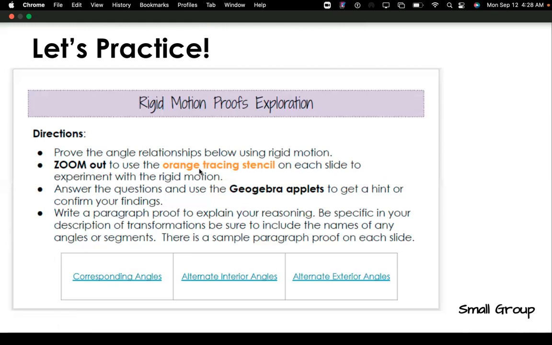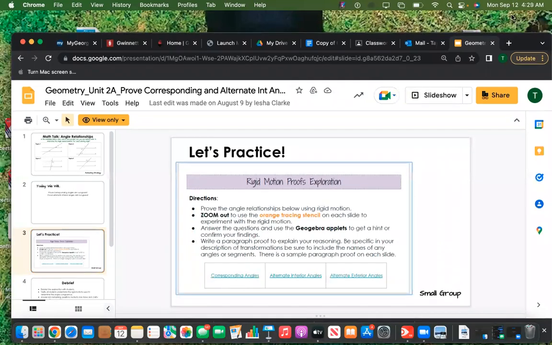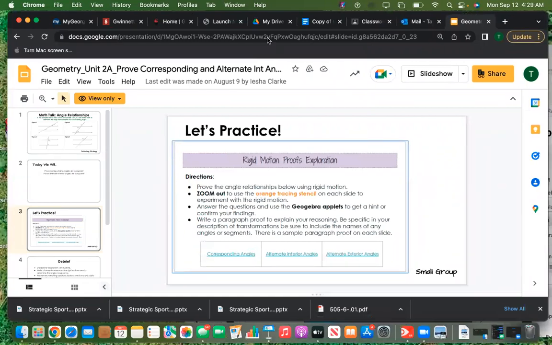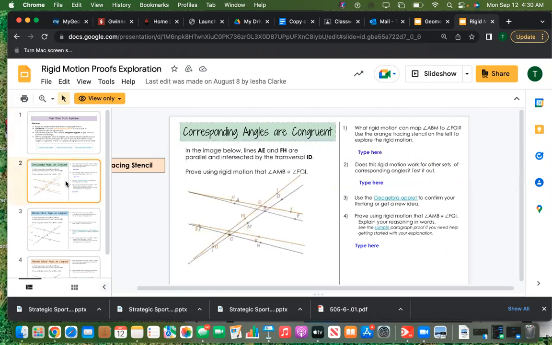We're going to walk through this together. So corresponding angles. Hang on. For some reason that one link wasn't working, so I'll drop the new one in there in just a second. But we're going to start with corresponding angles. You're going to make a copy of this, and this is actually what you're going to submit today. So, tracing stencil.